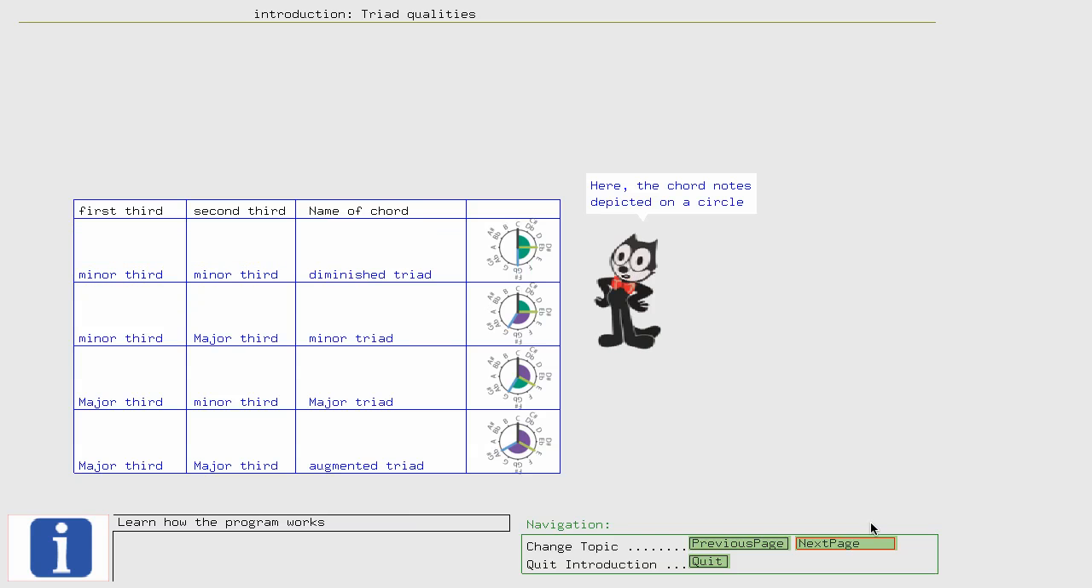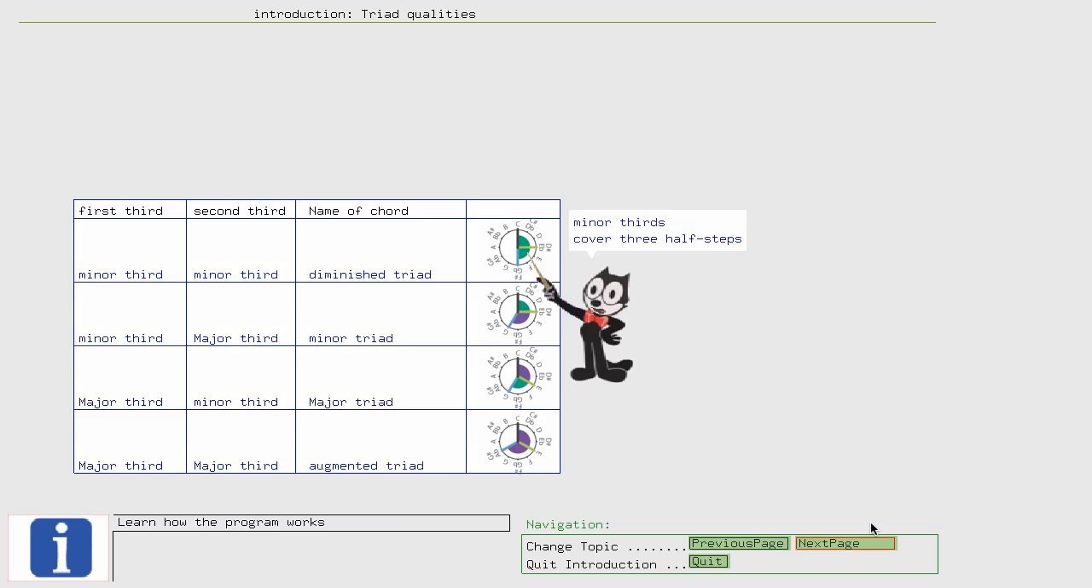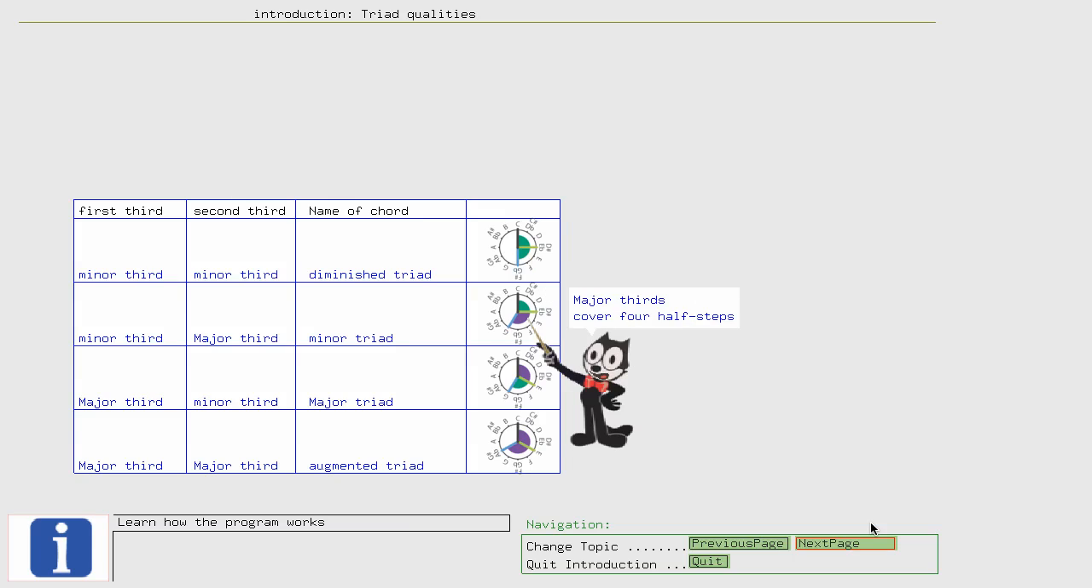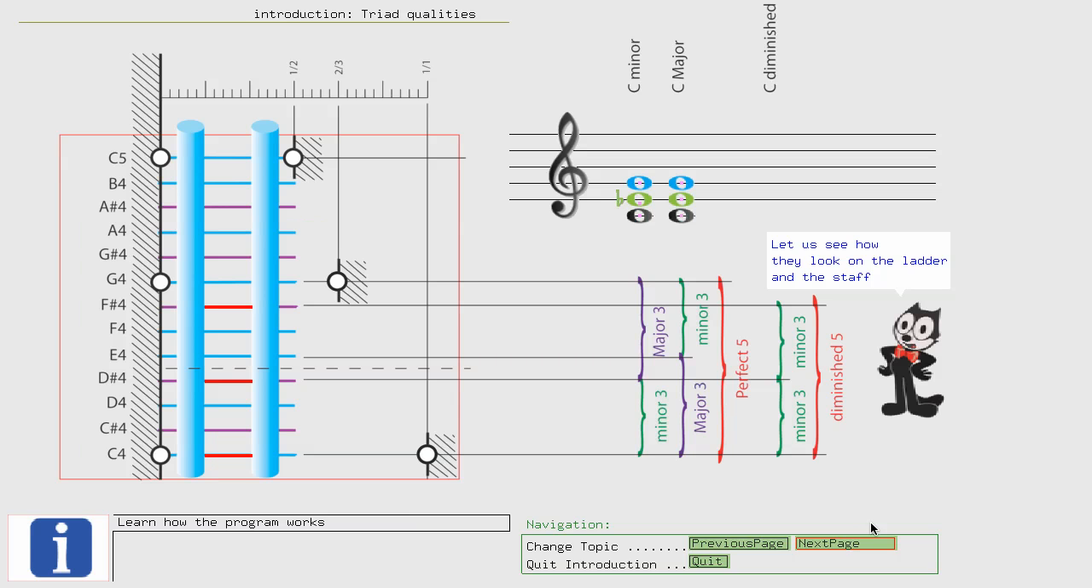Here, the chord notes are depicted on a circle. Minor thirds cover 3 half steps. Major thirds cover 4 half steps. Let us see how they look on the ladder and the staff.